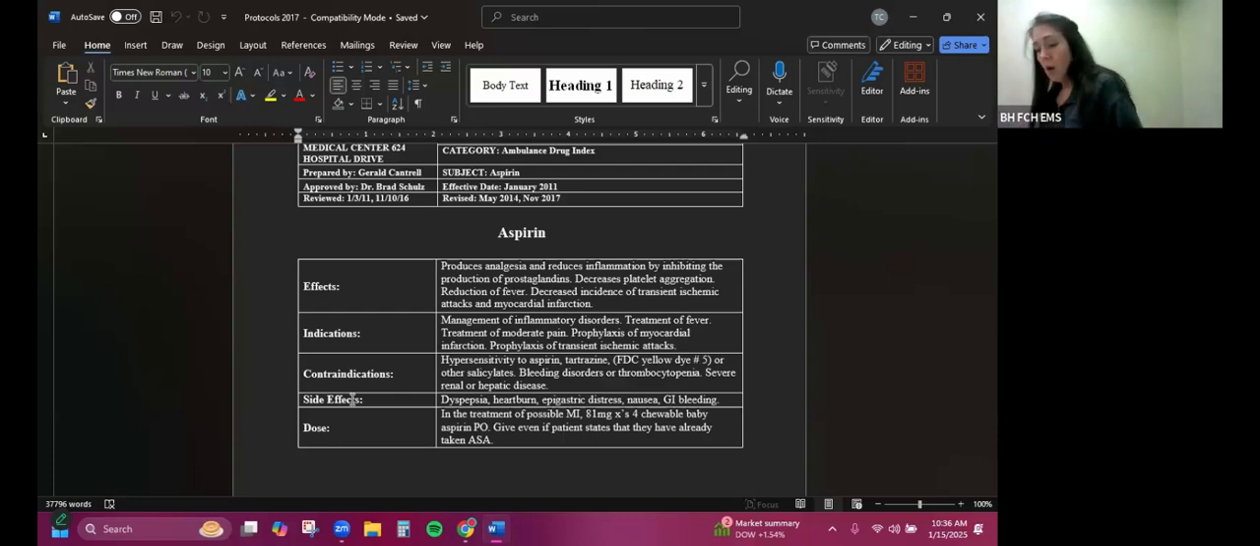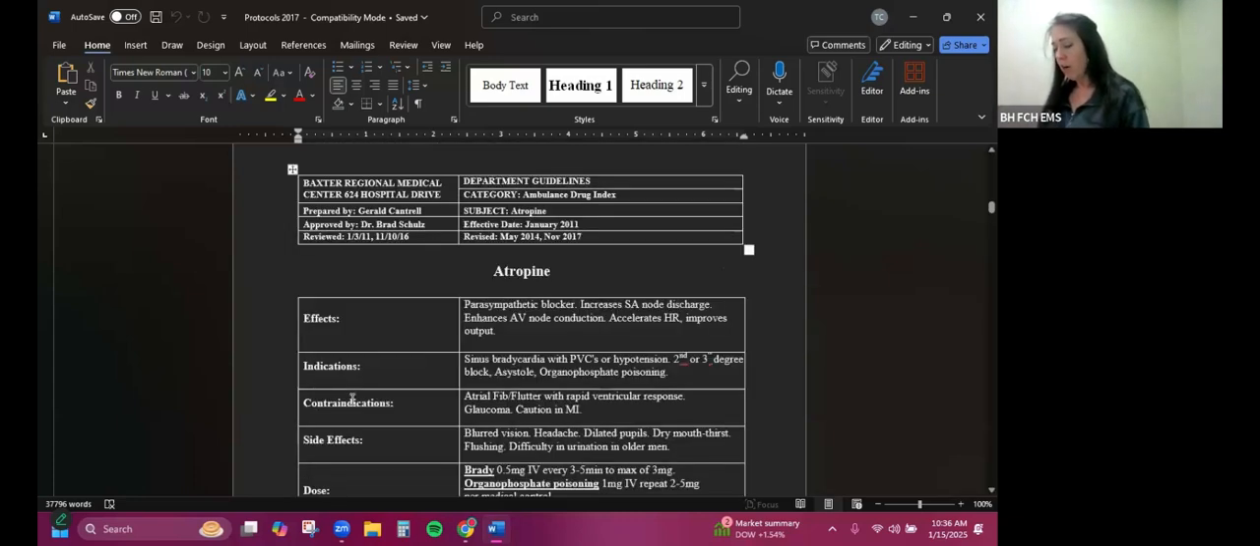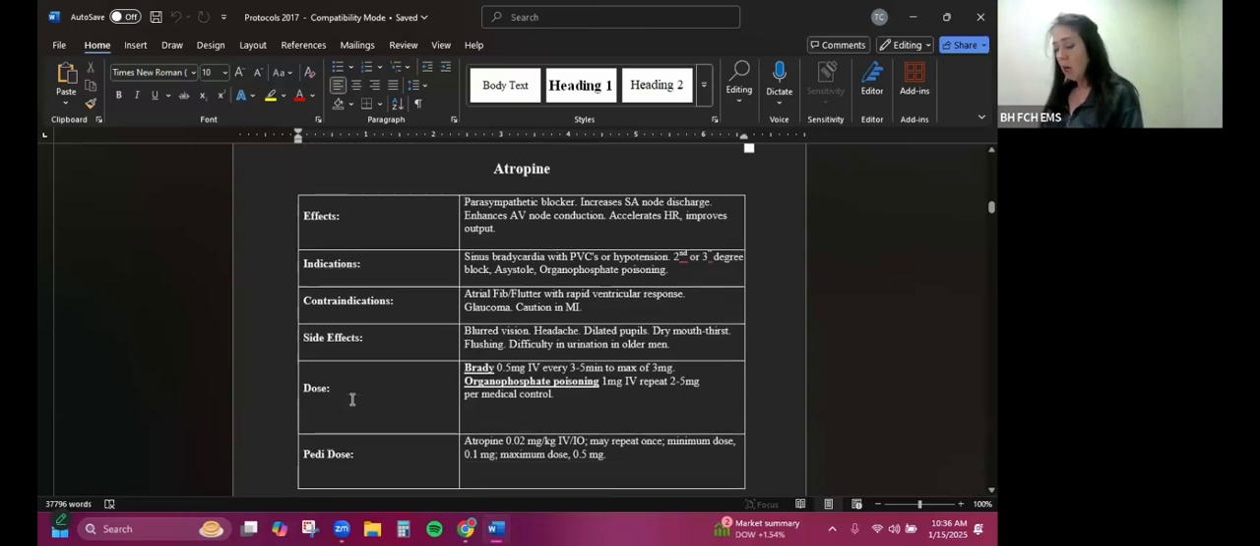Okay, atropine is for sinus bradycardia with PVCs and hypotension, second or third degree blocks, asystole and organophosphate poisoning. The contraindications are atrial fib flutter with rapid ventricular response, RVR, glaucoma, and be cautious in MIs. Okay, your side effects can be blurred vision, headache, dilated pupils, dry mouth, and flushing.